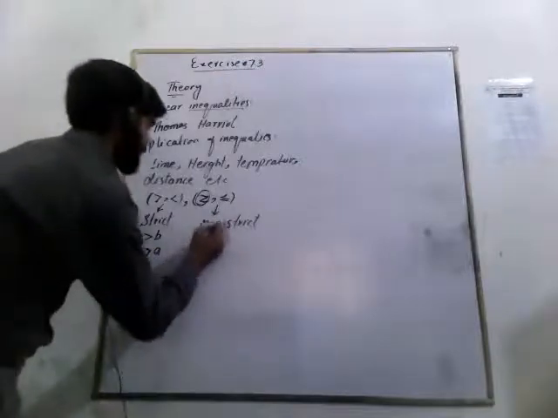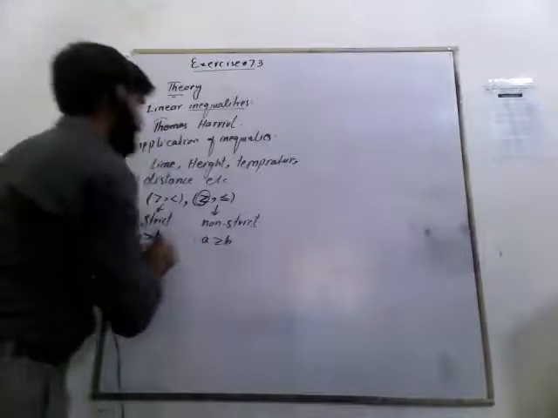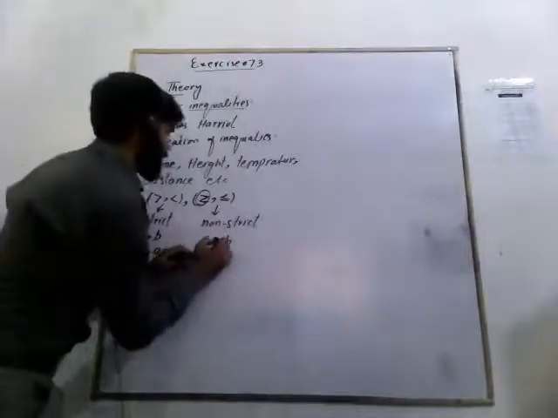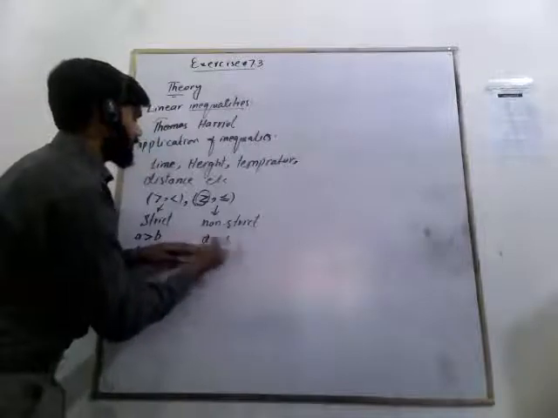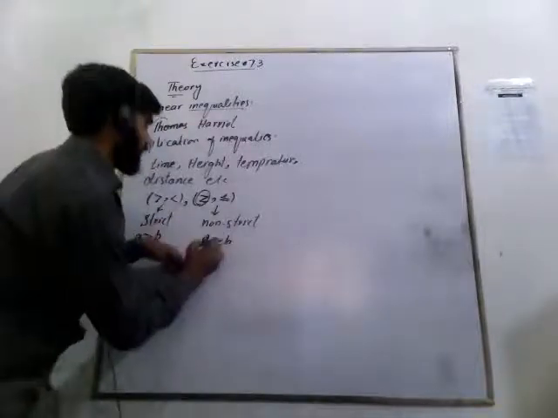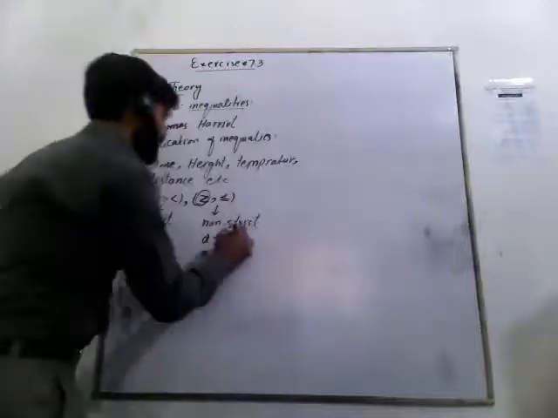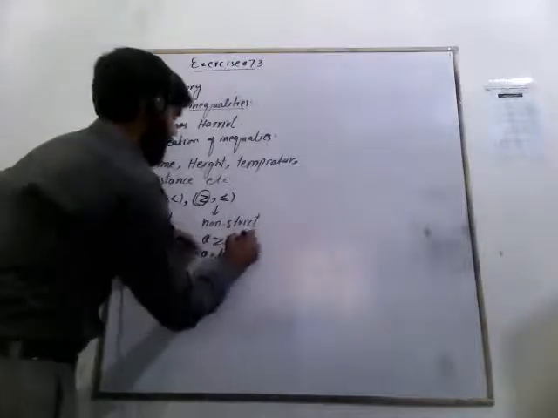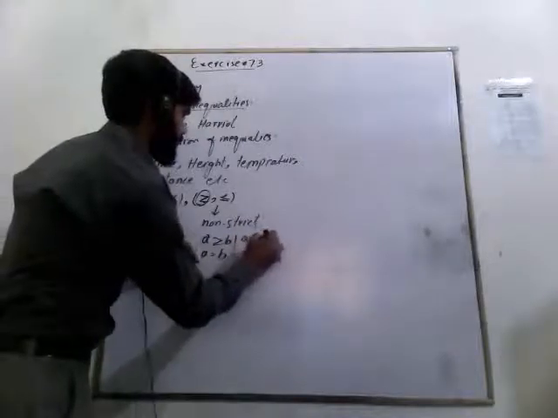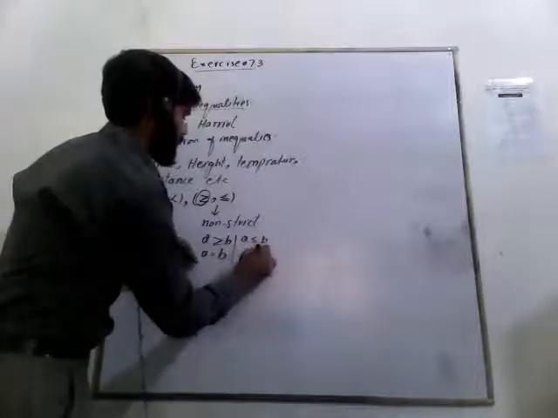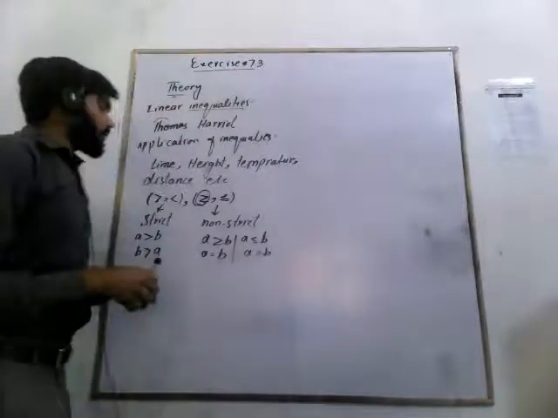For this, if A is greater than or equal to B, it means A is greater than or equal to B also. Here you can write A is equal to B, because this is non-strict. A less than or equal to B, you can write A is equal to B like this also. Okay.